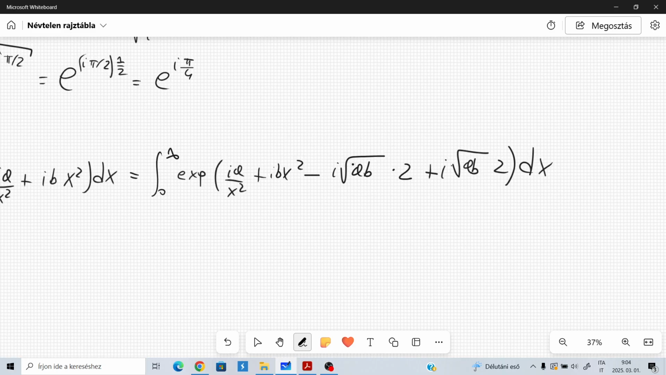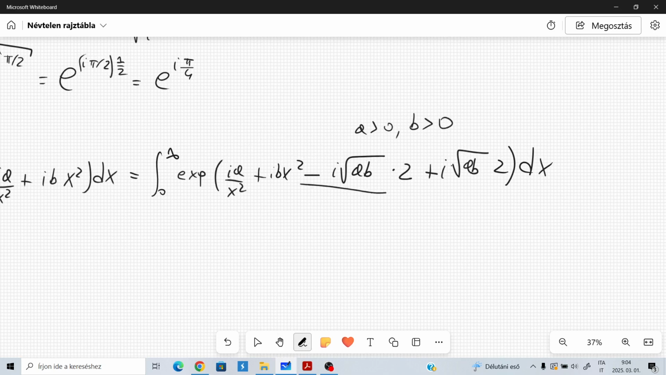But if we assume that a or b are zero, then we are approaching some limit cases, and we might try to understand what happens in limit cases, but I will not do it here. So I will just assume that a and b are greater than zero. Okay? So this is the starting point.